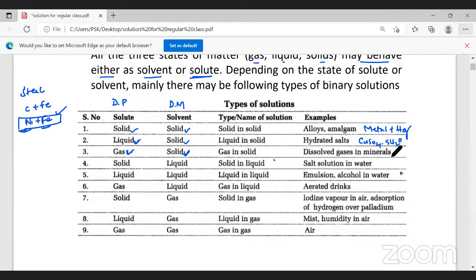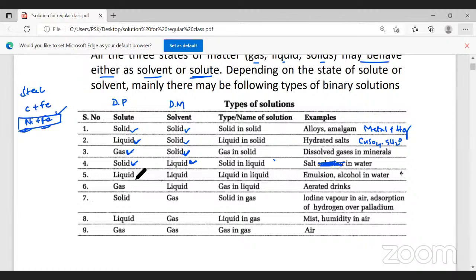Dissolved gases in minerals. Next, solvent is a liquid. Dispersed medium is a liquid. Dispersed phase is a solid. So it is called solid in liquid. Name of the solution is solid in liquid. Example, salt in water. Salt is a solid. Water is a liquid. So it is an example for solid in liquid. Salt is a solid, water is a liquid, so it will form a solid in liquid solution.